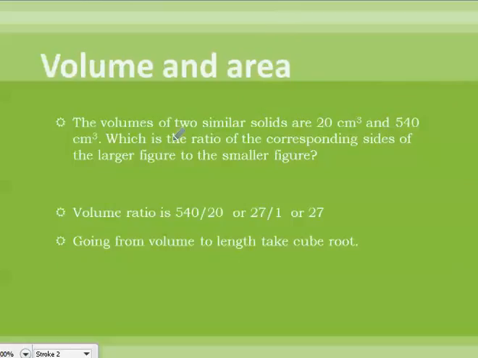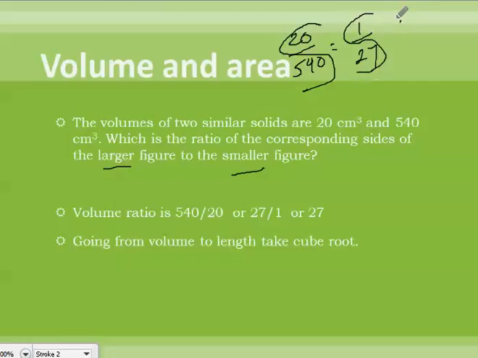Okay. The volumes of two similar solids are 20 and 540. 20 divided by 540. You know what that reduces down to? 1 over 27. Oh, they said from the larger figure to the smaller figure. I'm sorry. Turn it around the other way. Okay? Put the larger one on top and the smaller one on bottom. Sorry. So that'd be 27 over 1.